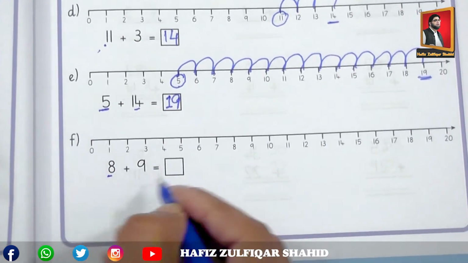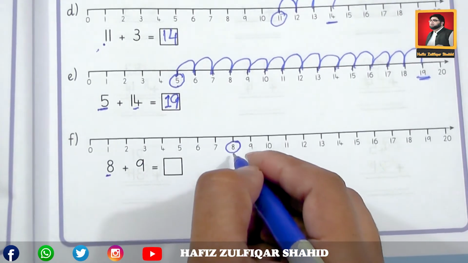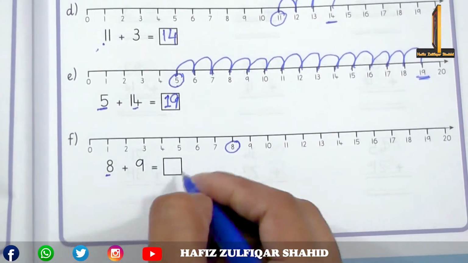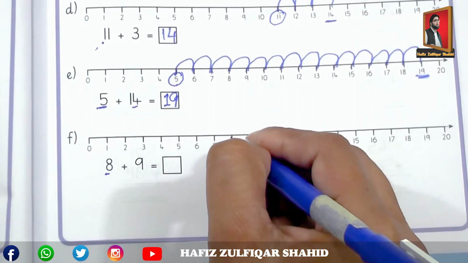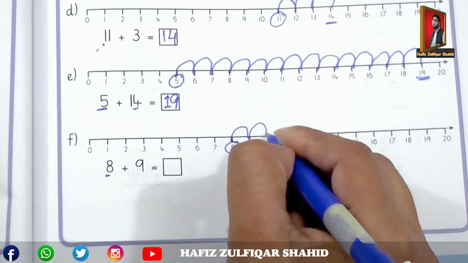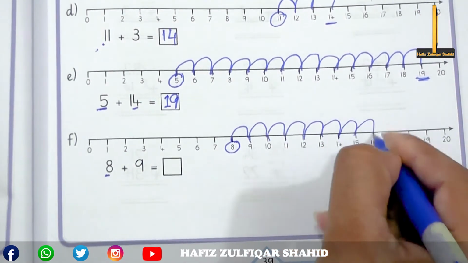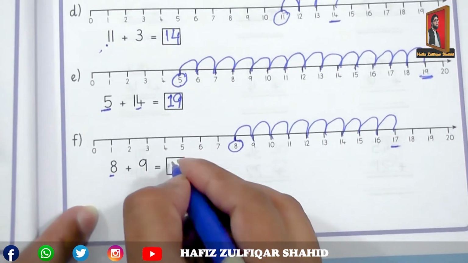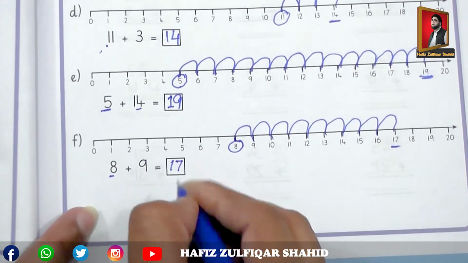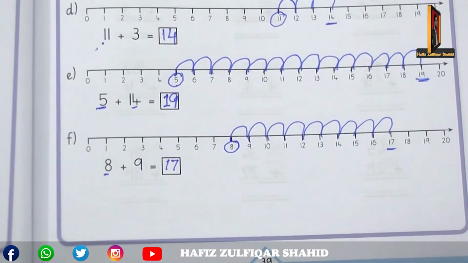Next, let's see the last F part of this exercise with number lines. Here we have first number 8. Find out 8 on the number line. Now put 9 steps more from 8. 1, 2, 3, 4, 5, 6, 7, 8 and 9. We reach at the 17. Total steps are 17. This is your exercise 5.